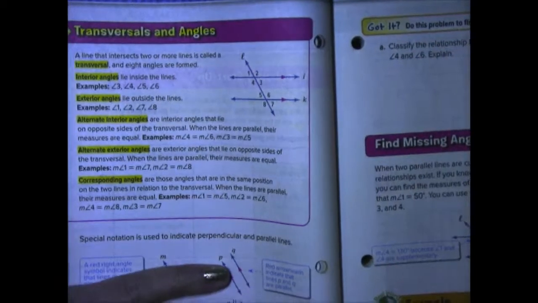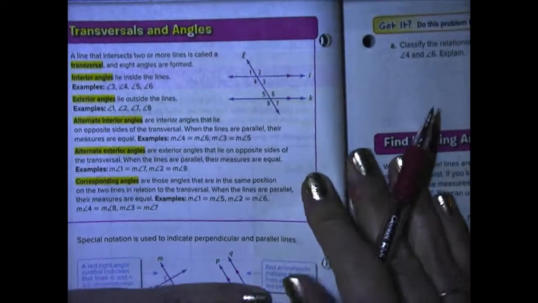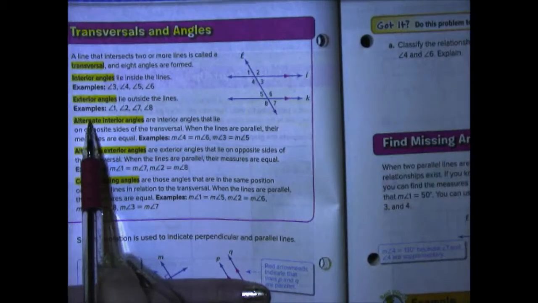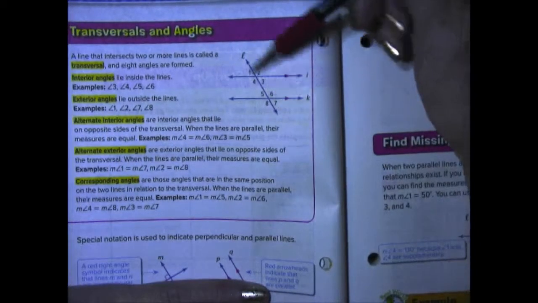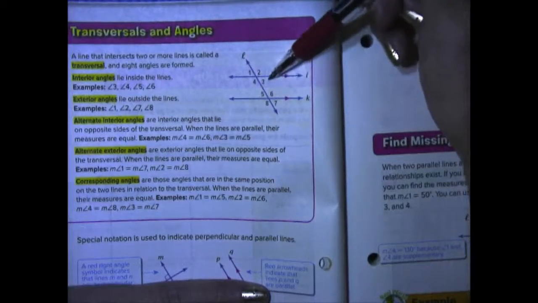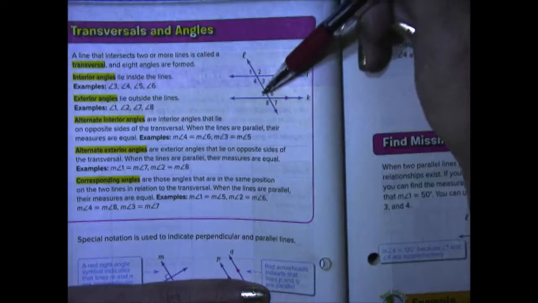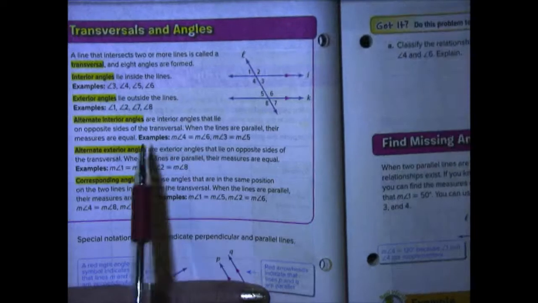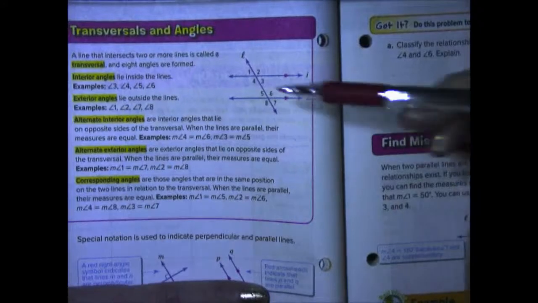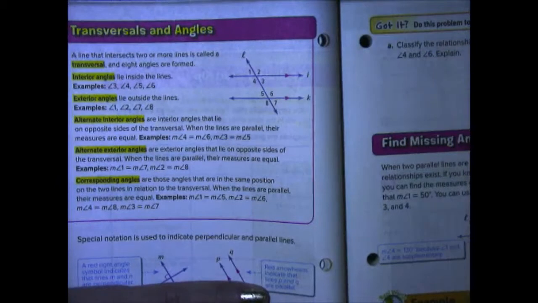Alternate interior angles are interior angles that lie on the opposite sides of the transversal. So the first thing we need to remember is interior means inside, and alternate means opposite sides of the transversal. So here's the transversal. We're talking about these angles on the inside, and we're talking about the ones that are on alternate sides. So we have angle 4 and angle 6, and we have angle 3 and angle 5. And what we know about those angles is that when the lines are parallel, their measures are equal. So anytime we have parallel lines, interior angles on alternate sides of the transversal are going to be equal.